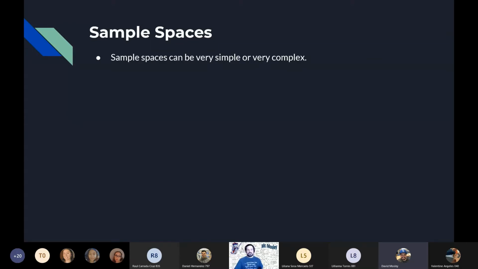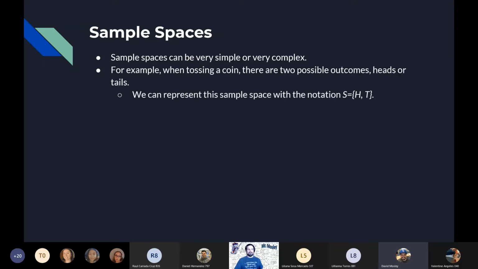Sample spaces can be very simple or very complex. For example, in tossing a coin, there are two possible outcomes, heads or tails. We can represent this sample space with the notation S equals {H, T}. So in this case, the sample space is being represented as a list, H and T. These brackets, it's not a normal parentheses. These are brackets. It is purposeful. Brackets represent a set. The things within the brackets are the set of possibilities.